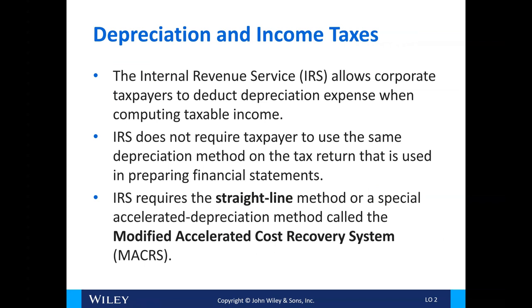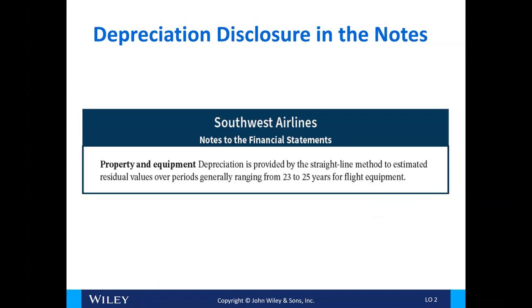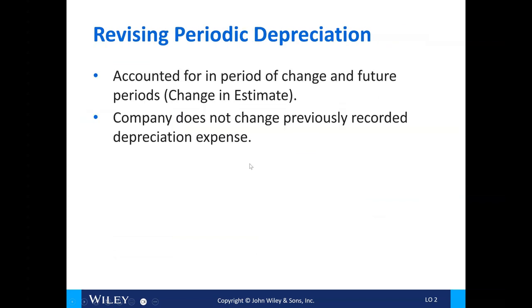Again, modified accelerated cost recovery system, that is only for tax purposes. And then normally you'll put a note in your financials to say, here's how we do depreciation. And you can revise it. You can say, well, this is not lasting as long, so I need to depreciate it quicker, or we're going to keep it longer, so maybe I adjust depreciation and lower it.